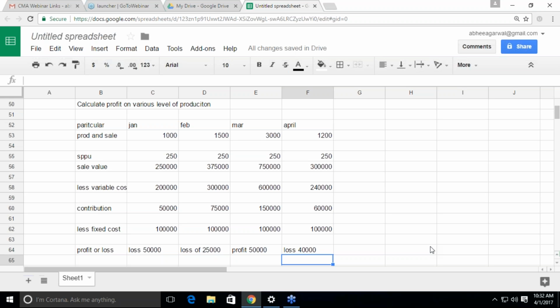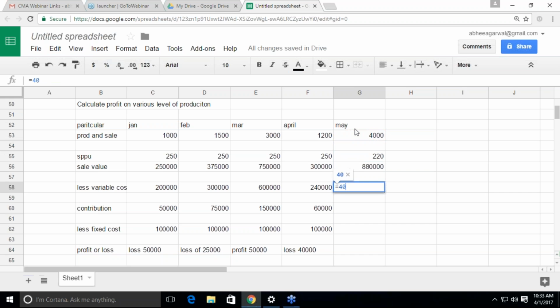Now let me tell you. Let's say in the month of May, selling price per unit reduced to 220. And because the selling price per unit reduced to 220, I am able to sell 4,000 units. Then what will happen? My sale will be 4,000 multiplied by 220. 8,80,000 is the sale value.